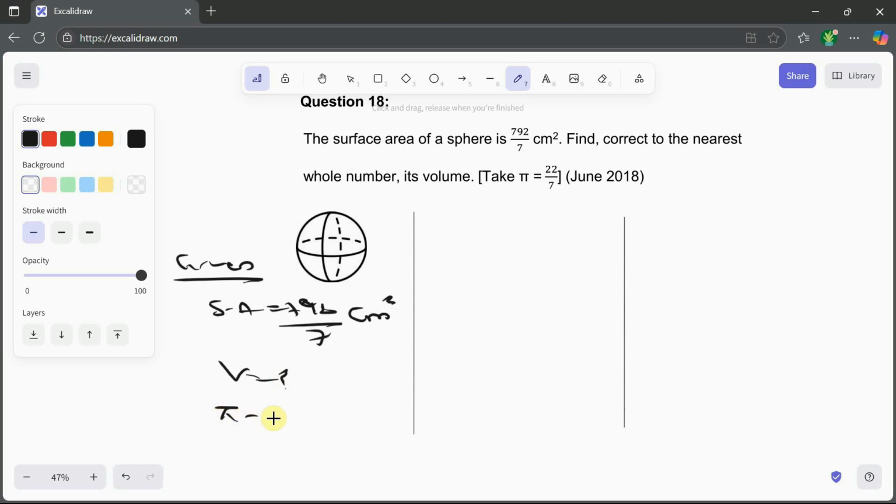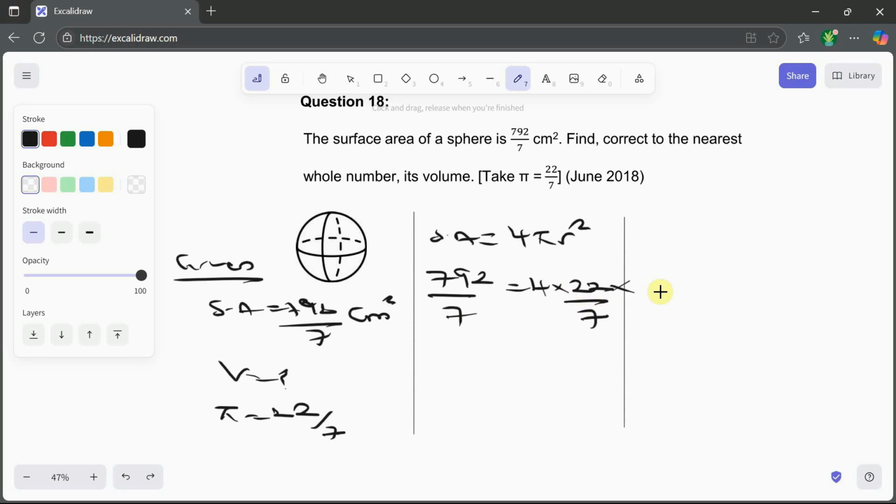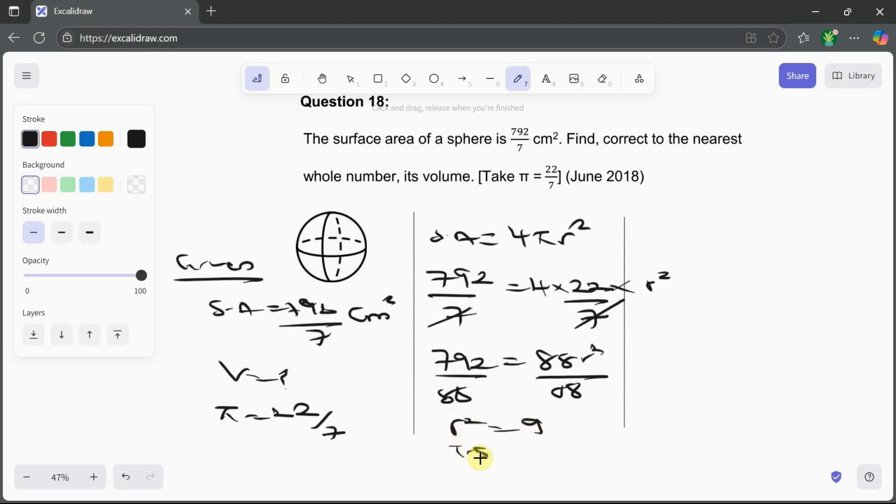And we're given pi to be 22/7. So 792/7 is equal to 4 times 22/7 times r squared. By the time we do this, you realize that this 7 here will cancel, this 7 here will cancel. You can try that out. So 792 will be equal to 88 r squared, and if I divide both sides by 88, 792 divided by 88 will give you 9. So our r squared is equal to 9, and if I take the square root of both sides, our r is equal to 3 centimeters.